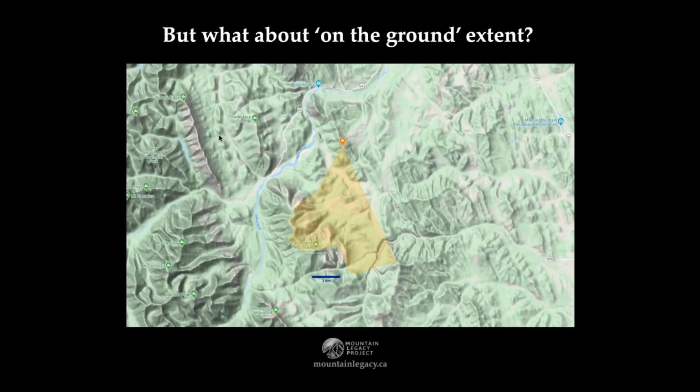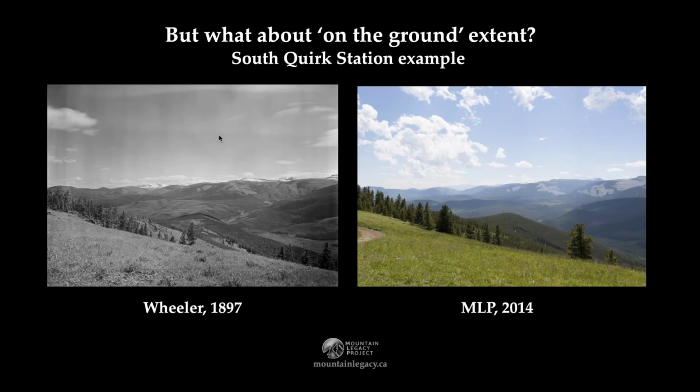But what about on-the-ground extent? So now let's rocket over the range that we were just looking at. Let's head about 65 kilometers due east, above the banks of the Elbow River, above beautiful Elbow Falls, and take a look at the area inside that yellow triangle that you see. This area was photographed by Arthur Wheeler in 1897, and there's the viewpoint looking into that triangle, 1897, and then repeated by Mountain Legacy in 2014.